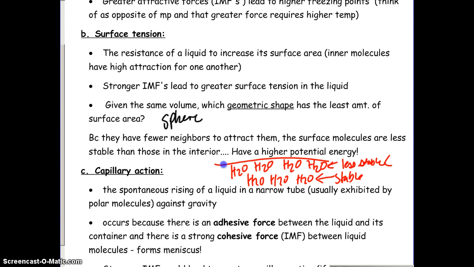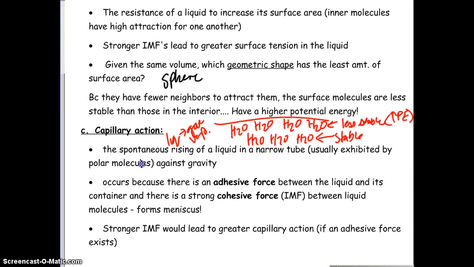That means that they have the potential to leave the surface. They have high potential energy. And when they leave the surface, they go from liquid to gas, and that's what we call vaporization. So high surface tension limits the amount of vaporization. Low surface tension increases the amount of vaporization.